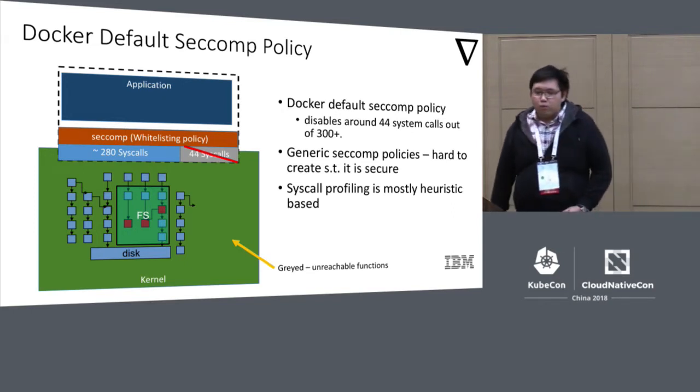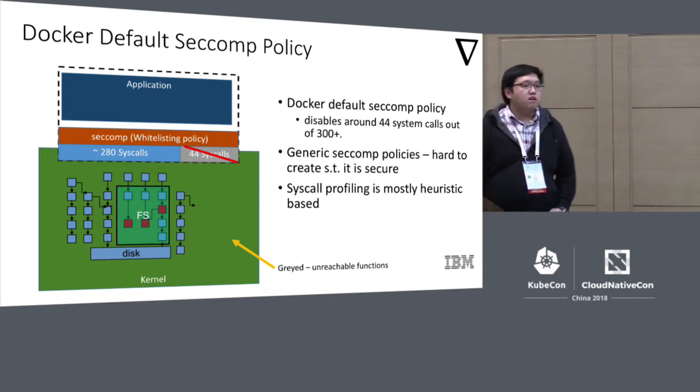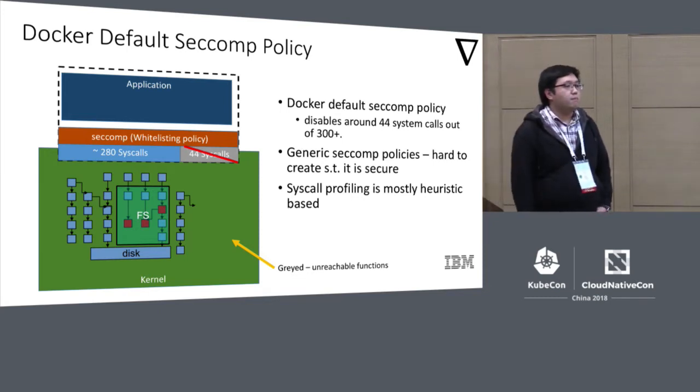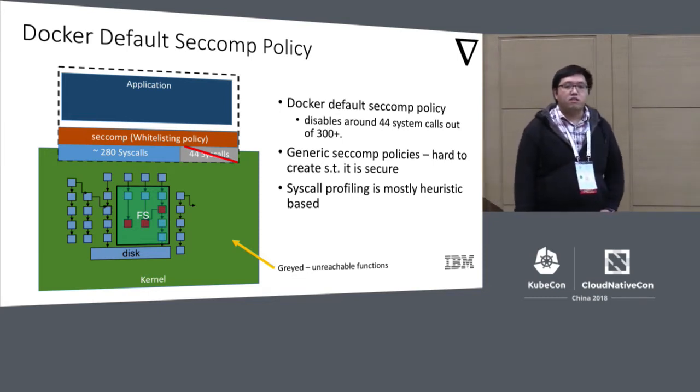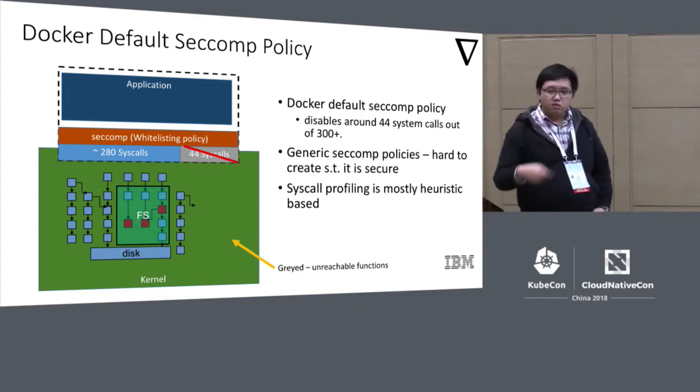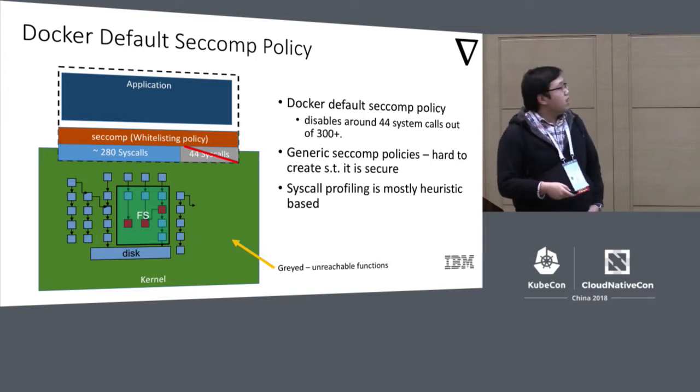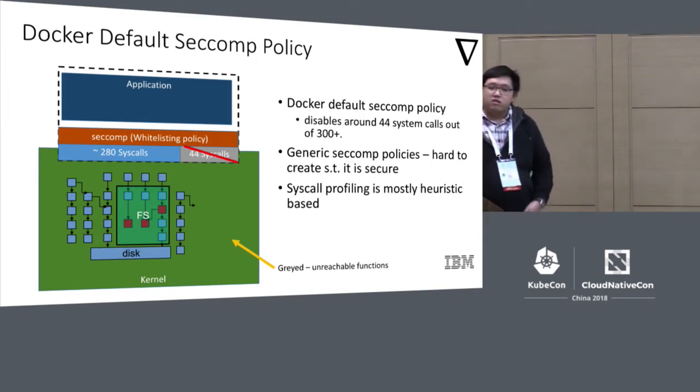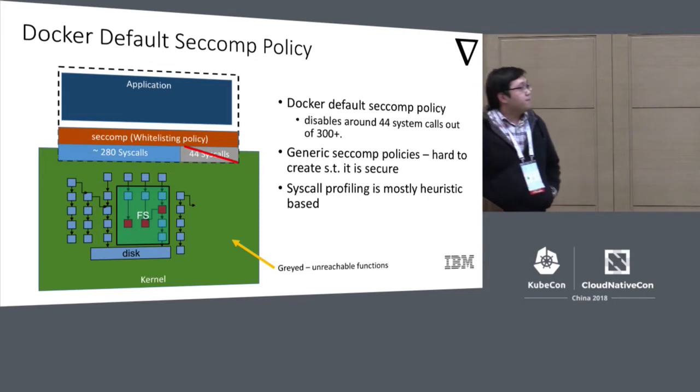There's a bit of work being done with syscall profiling. This is some work, I think Twistlock and Aqua Security have been doing this. It's basically running some dynamic analysis and figuring out what syscalls are being used. And basically from that, creating a heuristic profile, right?